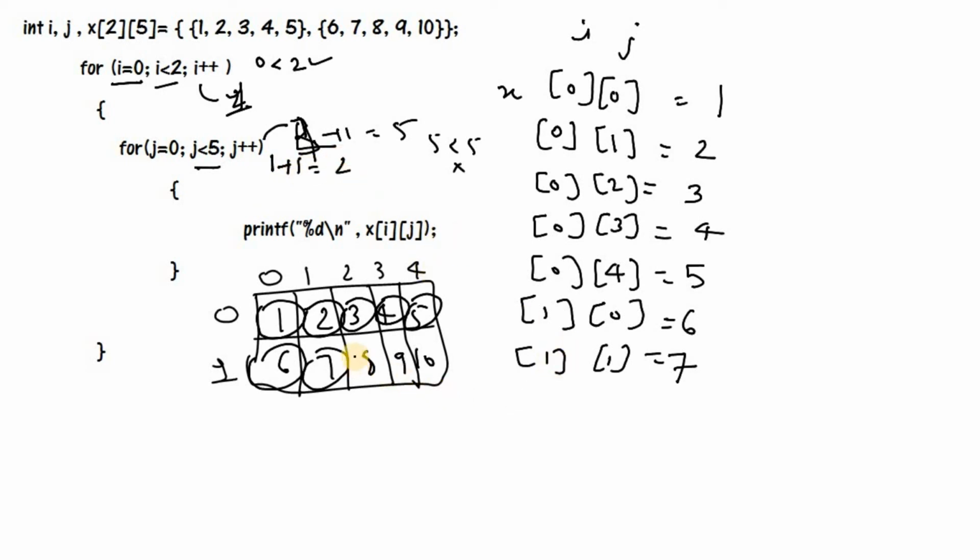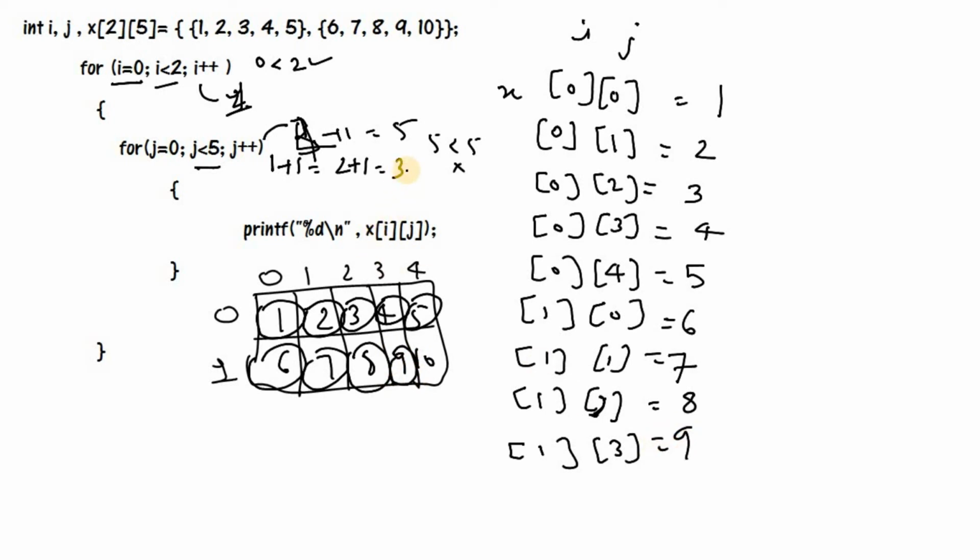And it will go to the index of j. i is 1 and j is 2 now. And it will print the value 8 over here. And again it will increment by 1. That is 3. And it will check again. i value is 1 and j value is 3 now. So it will print the value 9.